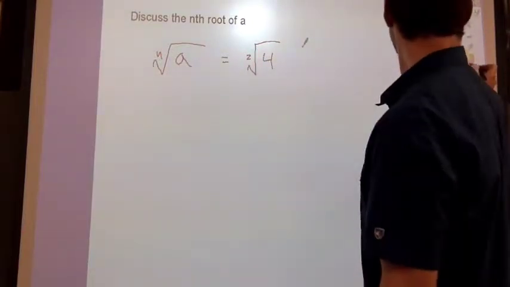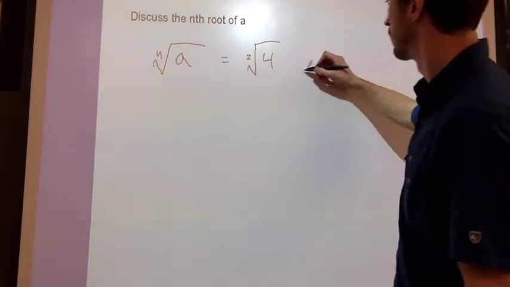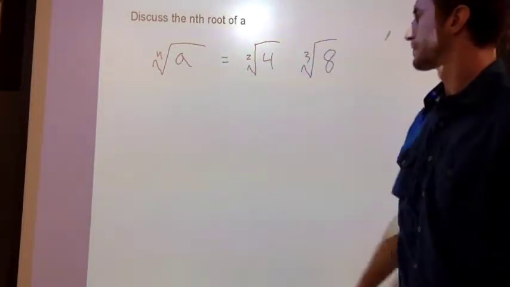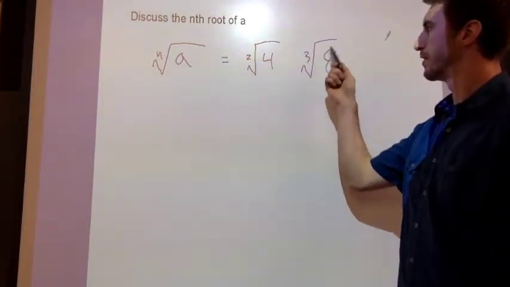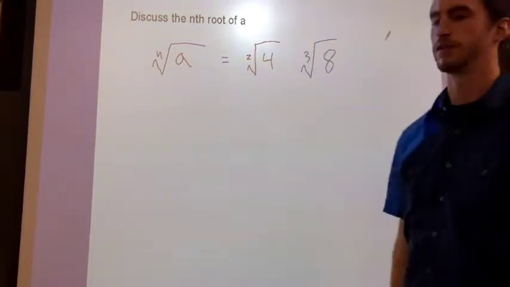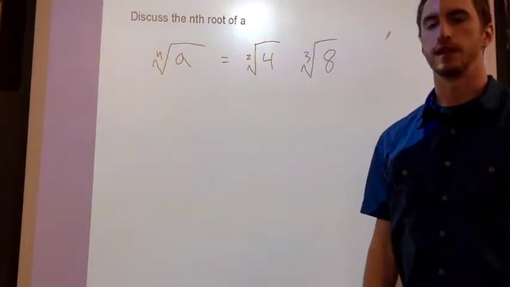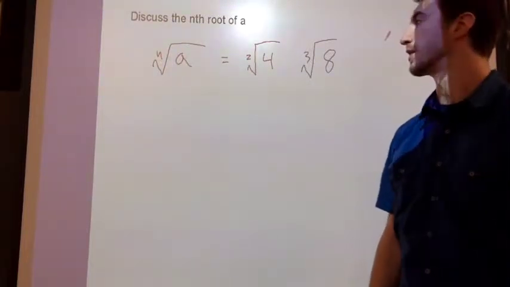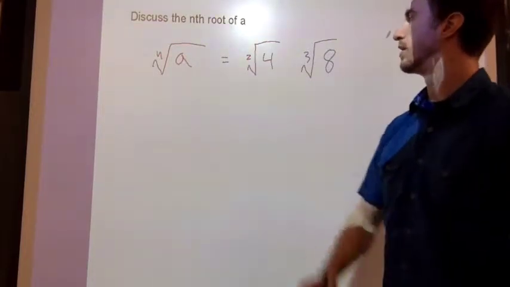Another example would be, and there's tons of them, the third root of 8. In this case, we're taking the third root, so we do write a 3 there. And the third root of 8 is also 2. And we'll be taking fourth roots, sixth roots. You can take any number like that.